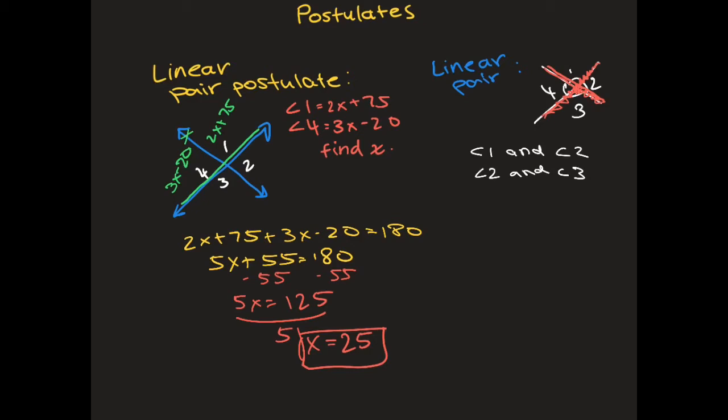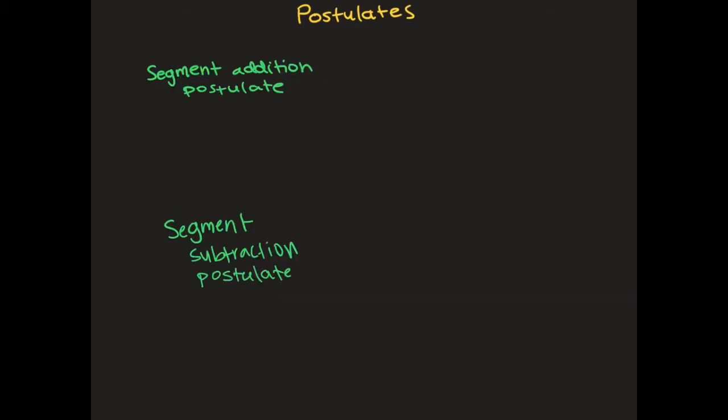Next, we'll be looking at the segment addition postulate and the segment subtraction postulate. Those two go hand in hand and are pretty similar, so we'll look at them at the same time. First, you have to know what a segment is: just a line that has two ending points. So we'll take an example for the segment addition postulate.